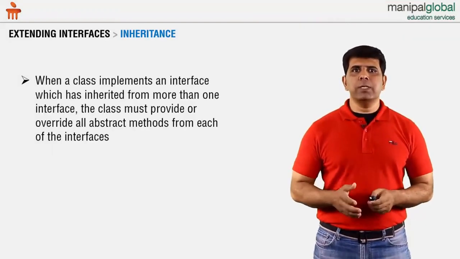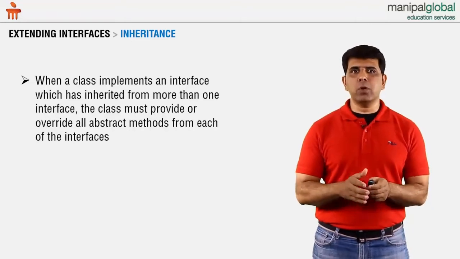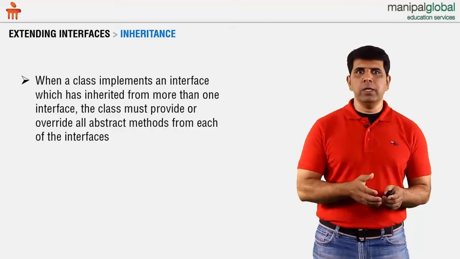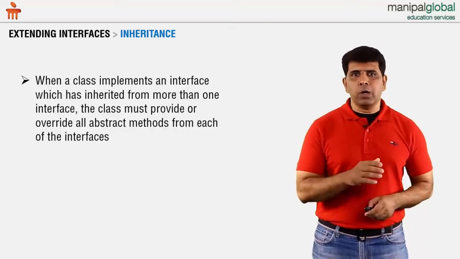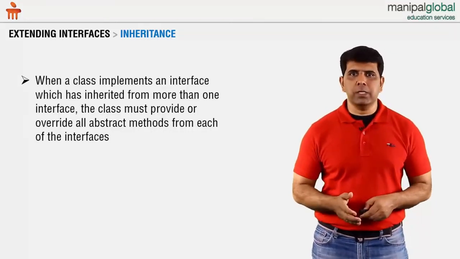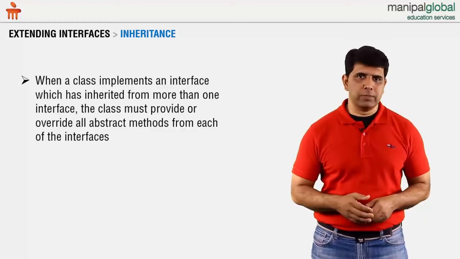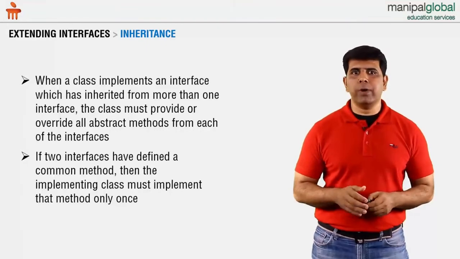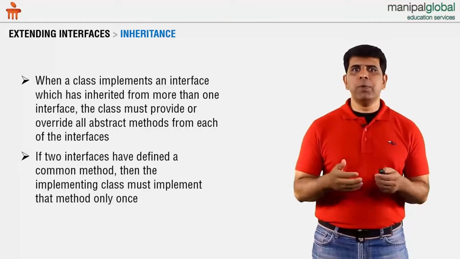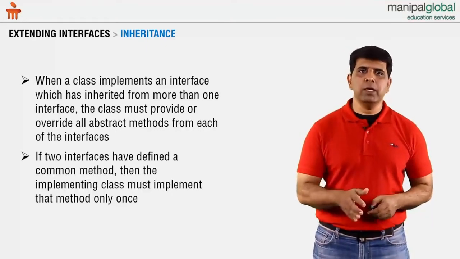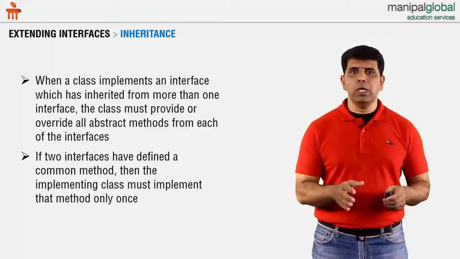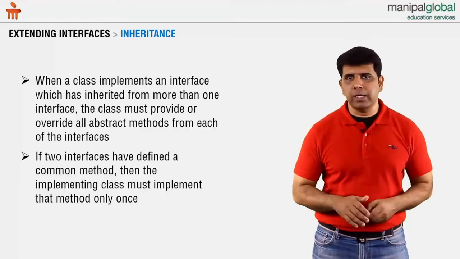When a class implements an interface which has inherited from more than one interface, there are a lot of complexities involved. Number one, the class must provide or override all abstract methods for each of those interfaces. Number two, if two interfaces have defined a common method, then the implementing class must implement that method only one time. All this bookkeeping you'll have to do if you're having multiple inheritance.